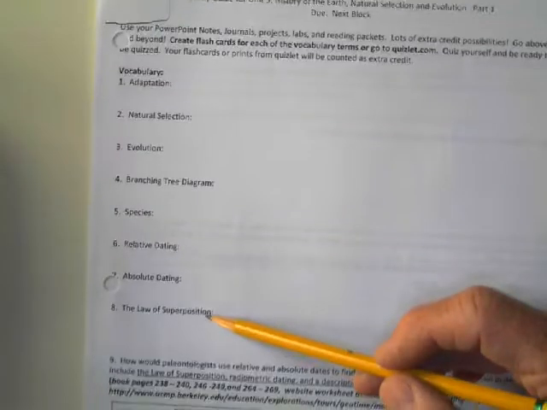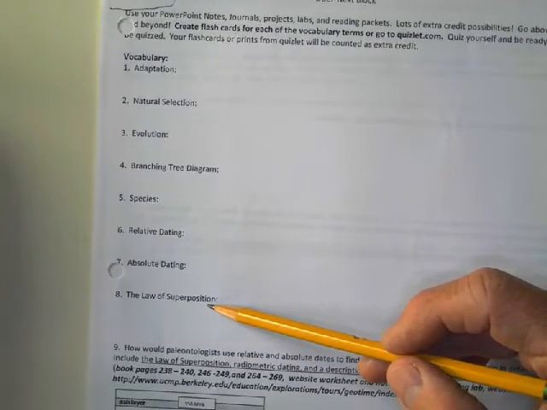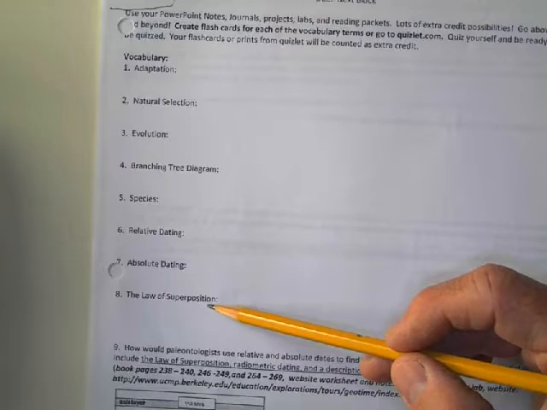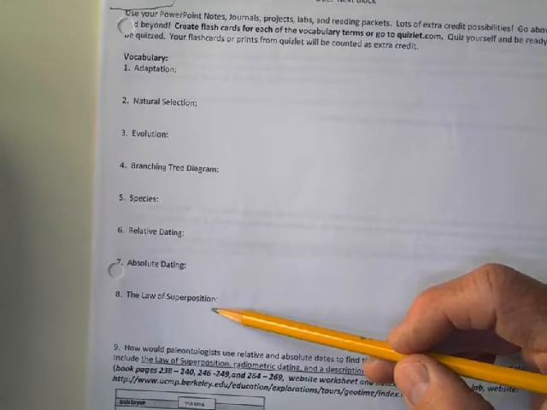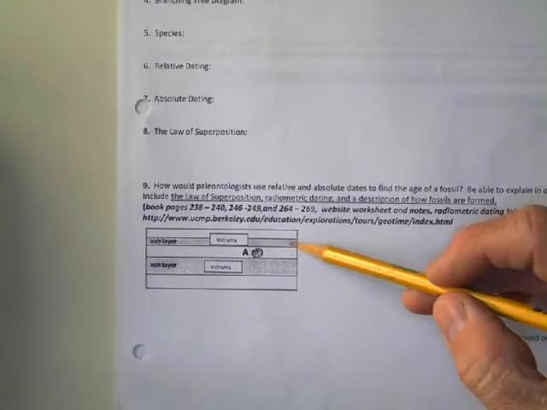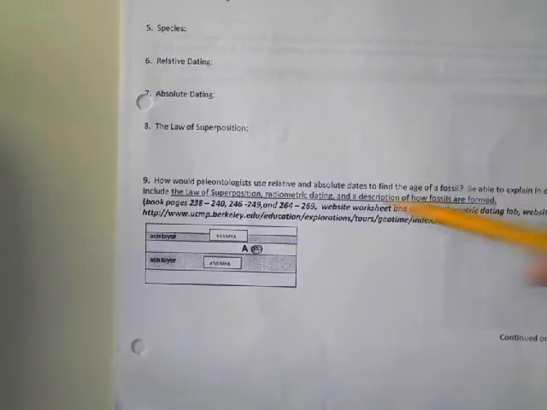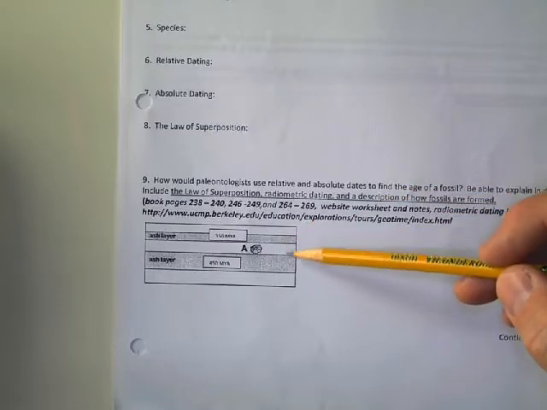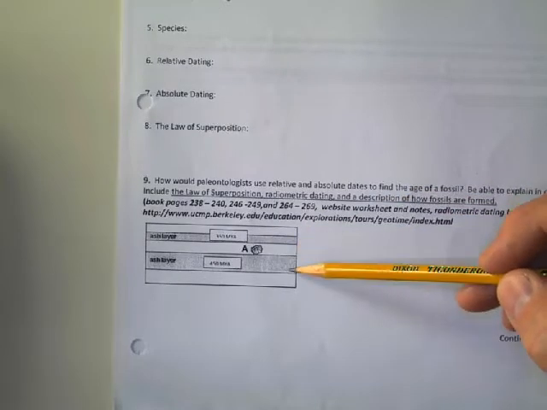The law of superposition, you're going to look on the history of the Earth, that one that we did the first week after we were shut down and the campus was closed. You're going to find that information and go back to that website. It's the History of the Earth website, talks about the different layers, how to use radiometric dating versus relative dating. Relative dating, if you remember, just means one layer is older than the other.